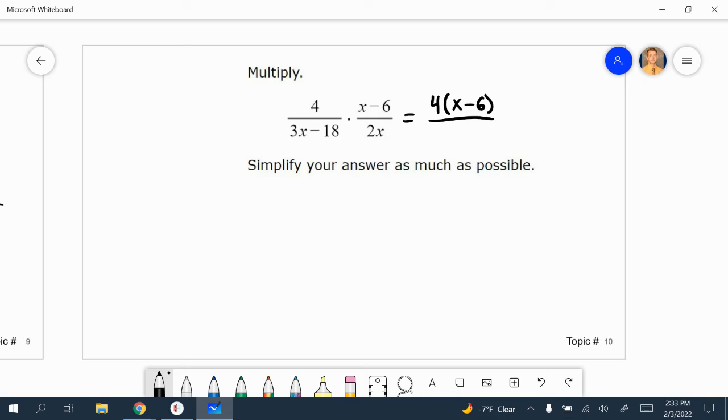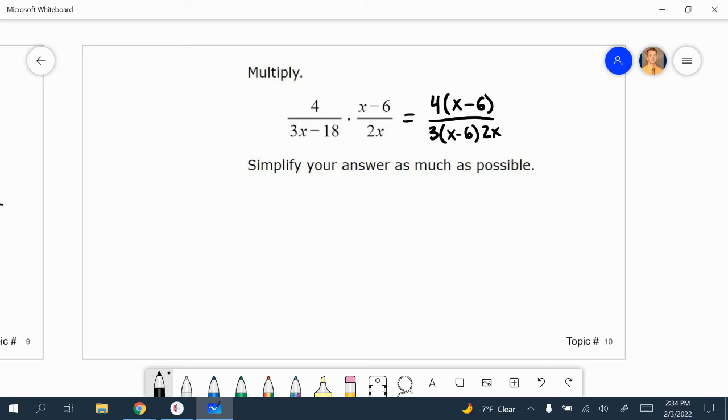But before I do that, I noticed that 3x minus 18, that can be factored. So I'm going to factor it first just to see if there's any factors that'll cancel out. So I'll pull out a 3. That'll leave me with x minus 6, just like I suspected. And then that 2x is just going to hang out right there. It's going to multiply in.